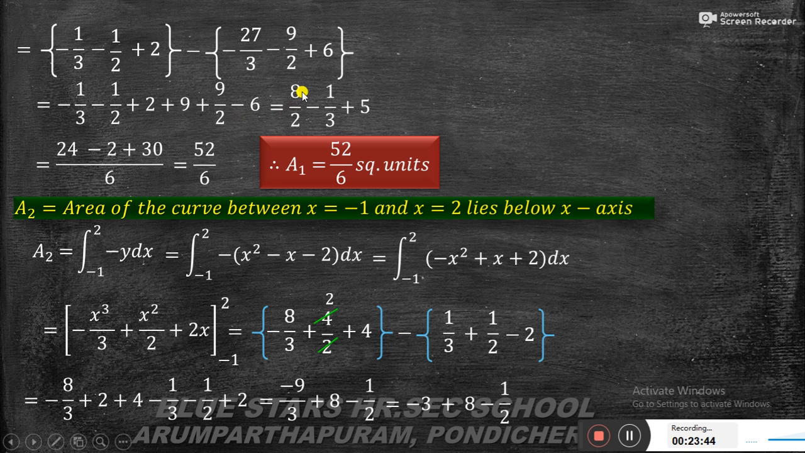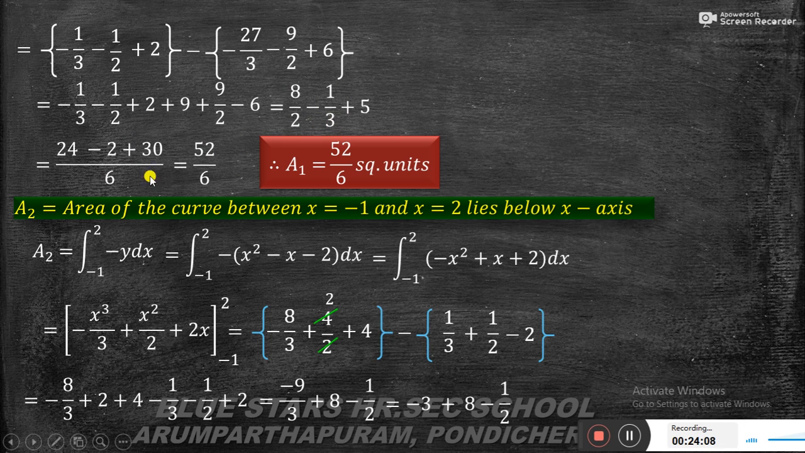So you write 8 by 2, that means we add all these: 9 by 2 minus 1 by 2 is 8 by 2. Next, minus 1 by 3. Next, 9 plus 2 is 11, 11 minus 6 means 5. Therefore, now you take the LCM, the LCM is 6. So 8, just doing the cross multiplications.